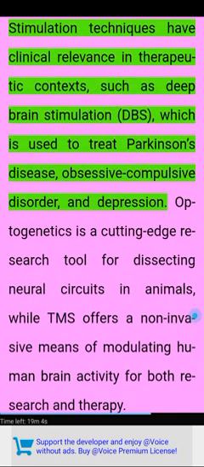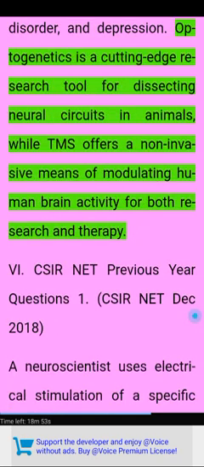Stimulation techniques have clinical relevance in therapeutic contexts, such as deep brain stimulation (DBS), which is used to treat Parkinson's disease, obsessive-compulsive disorder, and depression. Optogenetics is a cutting-edge research tool for dissecting neural circuits in animals, while TMS offers a non-invasive means of modulating human brain activity for both research and therapy.